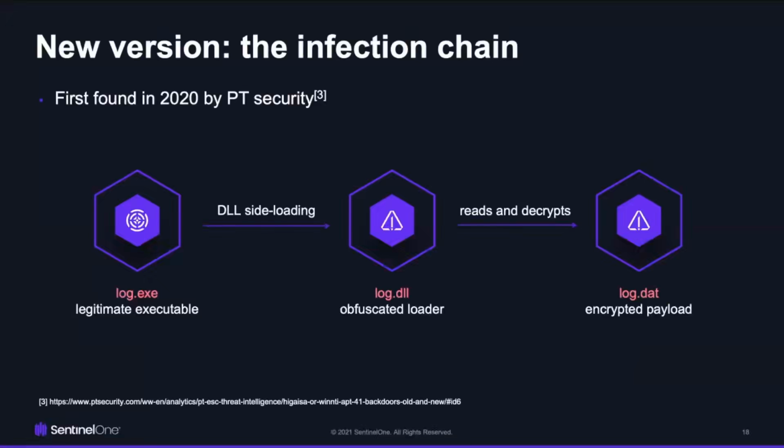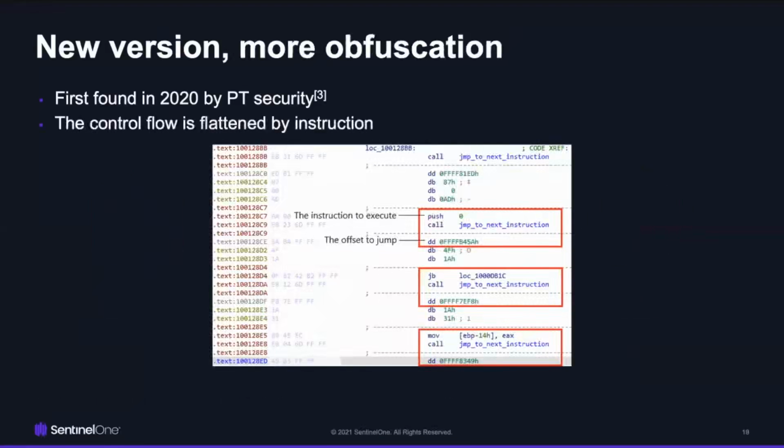Log.dat is the main shellcode of SHADOWPAD, which is also obfuscated with the same technique. The obfuscation technique is new to SHADOWPAD. The control flow is flattened by each instruction. As this picture shows, after an instruction is executed, there will be another function to jump to the next instruction. After that function is called, there's a DWORD. This DWORD represents the offset of the next instruction to jump to. By this, it will be harder to do static analysis on the sample. We need to reassemble the instructions to proceed with further analysis.